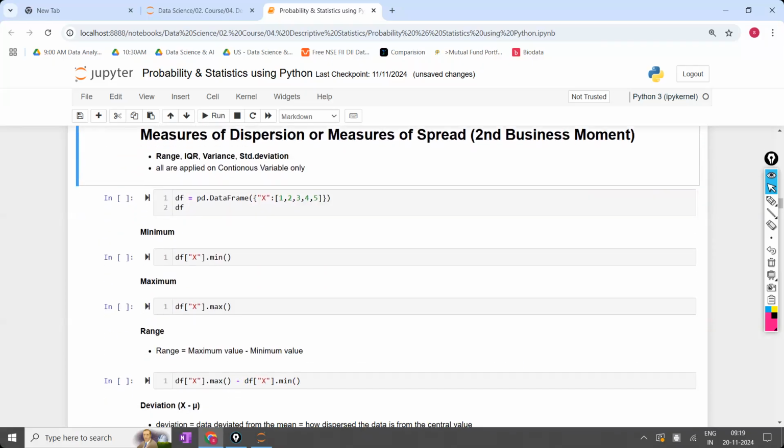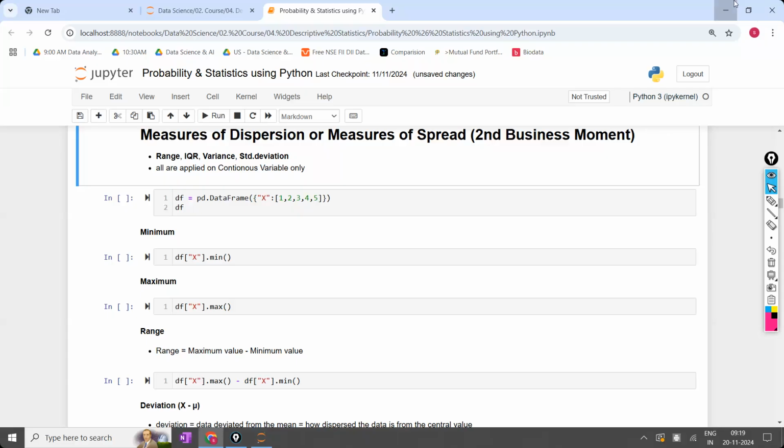Now in today's class, we are going to discuss the next topic called measures of dispersion. What is meant by measures of dispersion? Measures of dispersion, also called measures of spread, means how the data is distributed, how the entire data is distributed, right? Till now we have discussed a single point. Now we are discussing the overall distribution of the data, how the entire data has been spread across. This is called measures of dispersion.